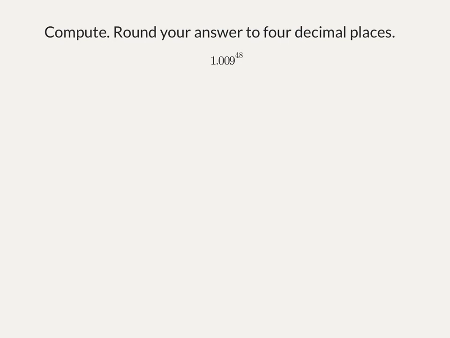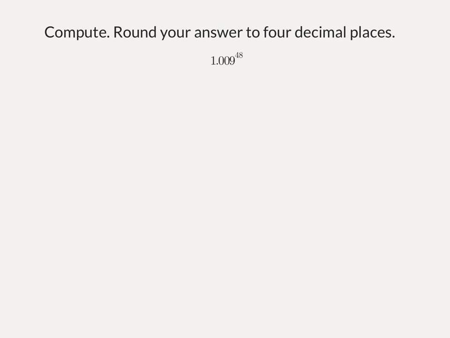Compute. Round your answer to 4 decimal places. Here we have 1.009 raised to the 48th power. This means that 1.009 is being multiplied to itself 48 times. Now, if we were to do this by hand, that would take a really long time. So we need to use our scientific calculator and the exponent key on our calculator to find this value.